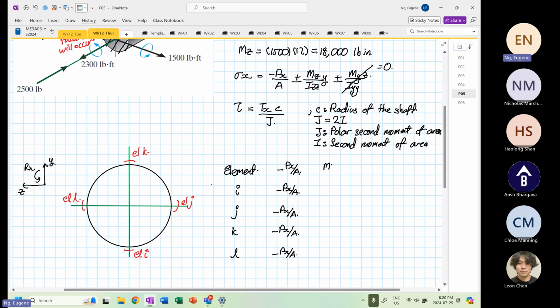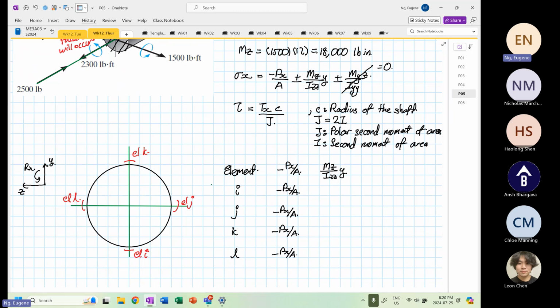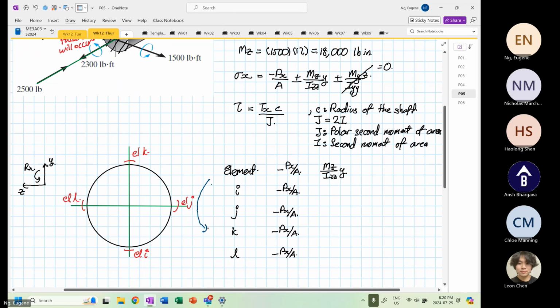Then next we look at the bending moment. So we have Mz over Izz multiplied by y. And based on how the arrow is orientated, we know that this is our moment in the z direction. And we know over here, this is compression. We know over here, this is tensile, using what we learned 3 weeks ago.